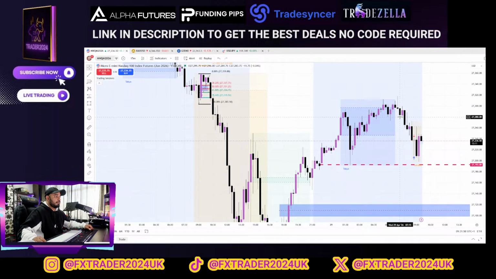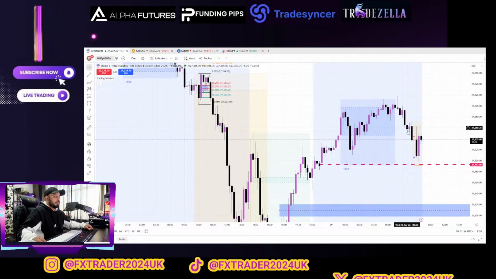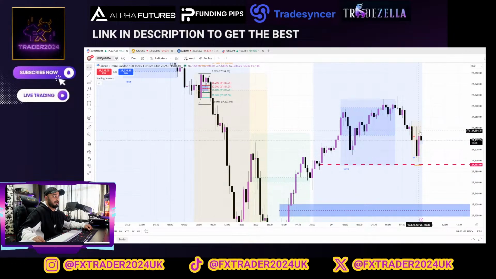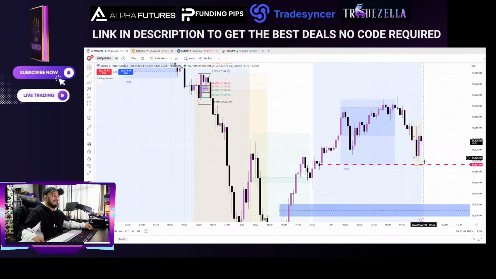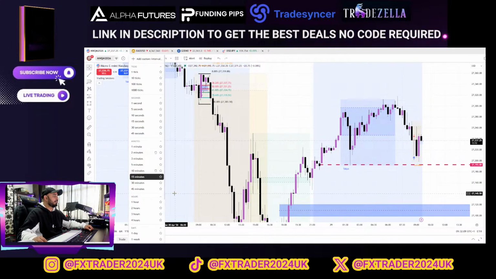So we've had push down, retracement, push down, retracement, push down, retracement, push down, and then we've had some sort of rejection wick, another push down and another push up. Yeah, that's pretty choppy for me to look for an entry.